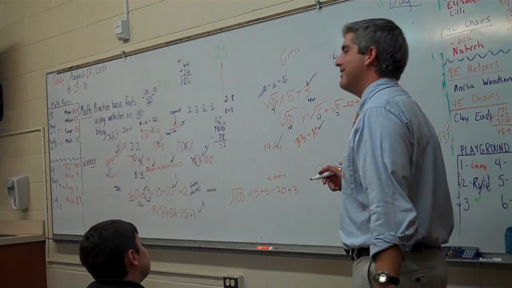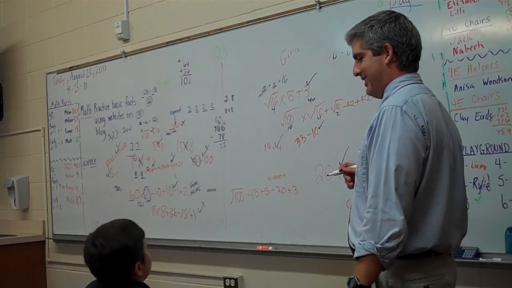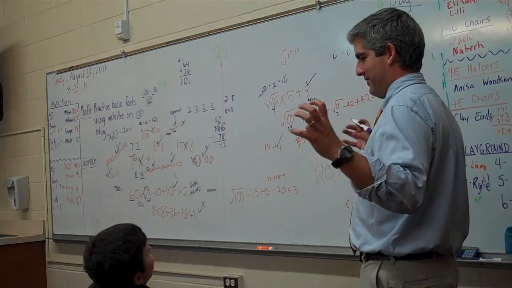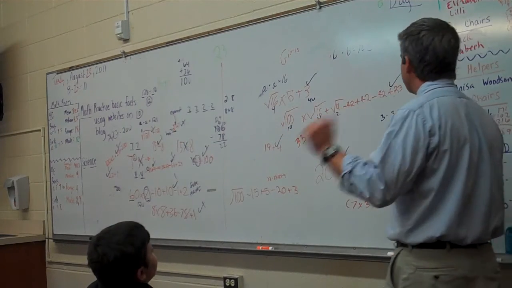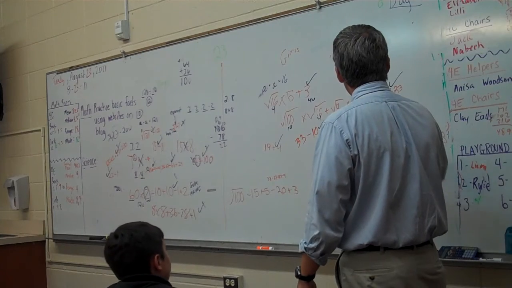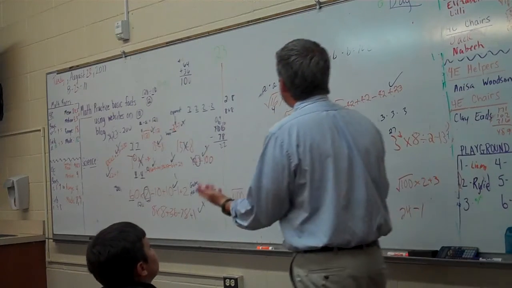9 times 3, Lee. 27. 9 times 3 equals 27. So we have 27. Oh, Lordy. Now we've got to do 27 times 8.